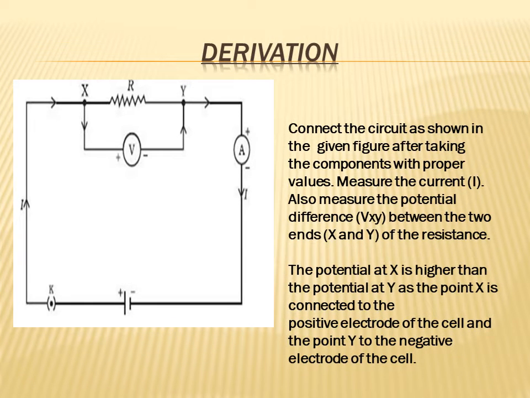Now let's discuss its derivation by using a circuit diagram. Connect the circuit as shown in the given figure. Measure the current. Also measure the potential difference between the two ends X and Y of the resistance. The potential at X is higher than the potential at Y, as the point X is connected to the positive electrode of the cell and the point Y to the negative electrode. That's why X has higher potential while Y has lower potential than X.